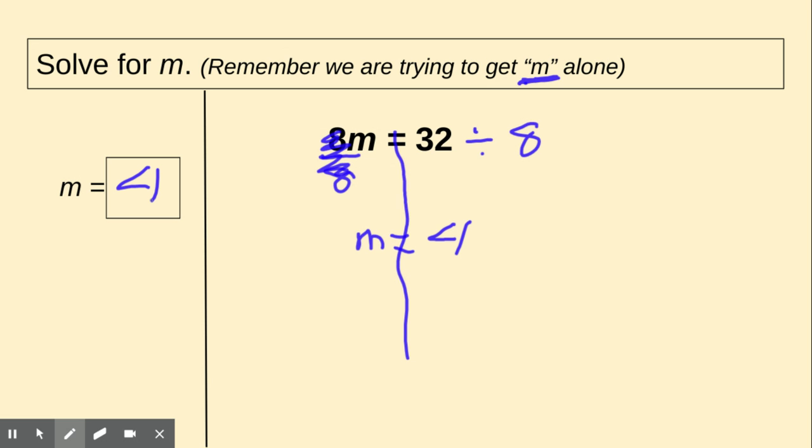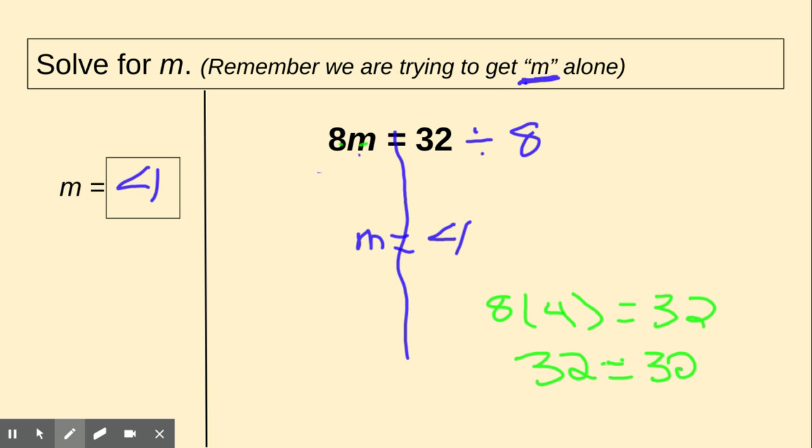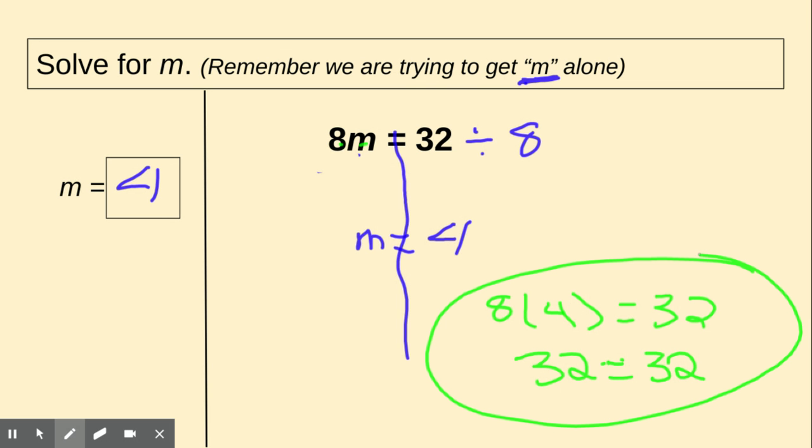We can always check our answer by plugging in 4 for m. So we can try that. I'll change the color here. 8 times 4, because m is equal to 4, equals 32. 8 times 4 is 32. So they are both the same on each side of the equal sign, so we know that m equals 4 is correct. What I did here in the green was just check my answer by plugging in 4 for m.